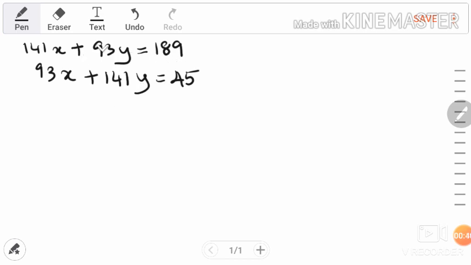Now if we try to make the coefficients of y or x numerically same, we will have to multiply the first equation by 93 and the second equation by 144, then the coefficients of x will become same. But these calculations are too big. So to avoid such calculations, we will use a method which can only be applied when the coefficients are arranged in this manner.